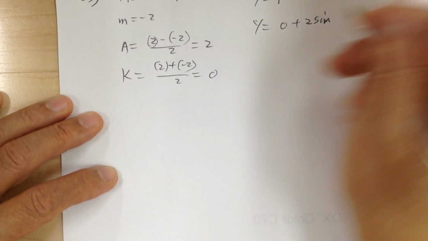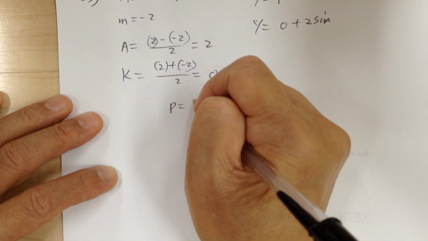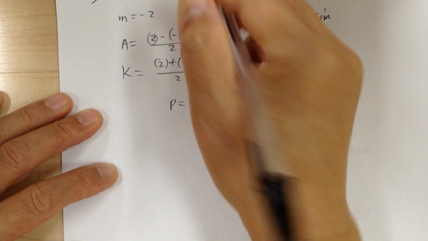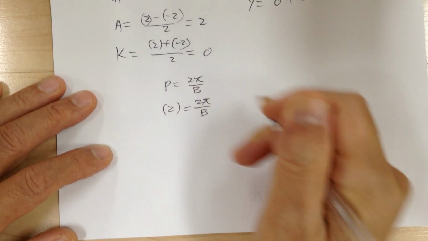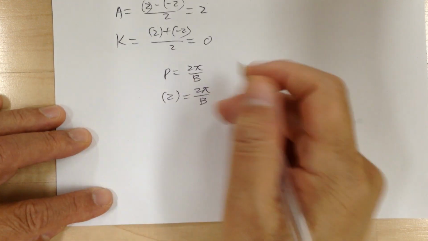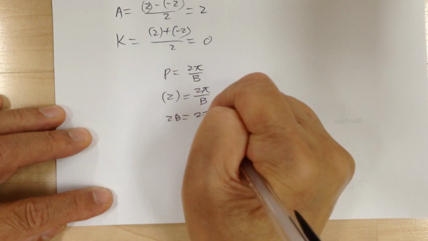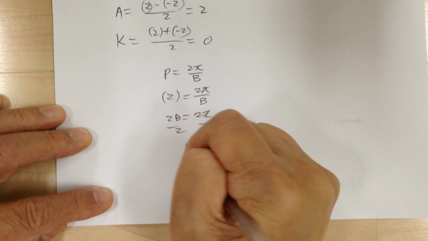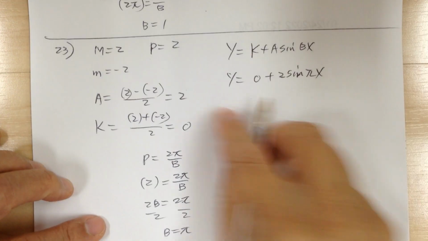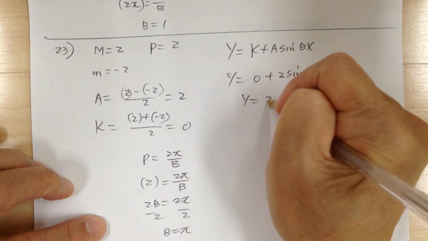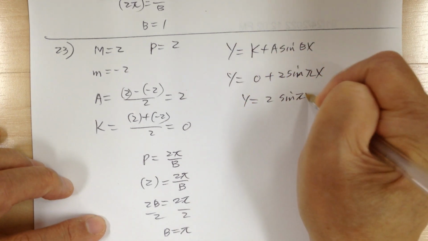Then you got to figure out the period equal to 2 pi over b, so substitute. Whenever you substitute, it's a good idea to put in parentheses, that way you know what's being substituted. So cross multiply, divide by 2. So b equal to pi. So put in here. Again, simplify things a little bit. So y equal to 2 sine pi x.